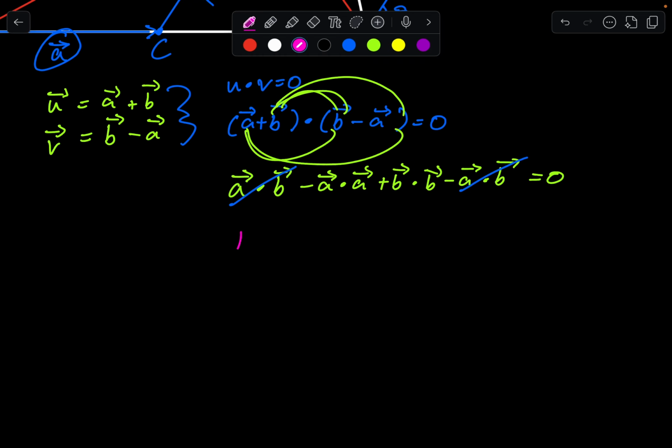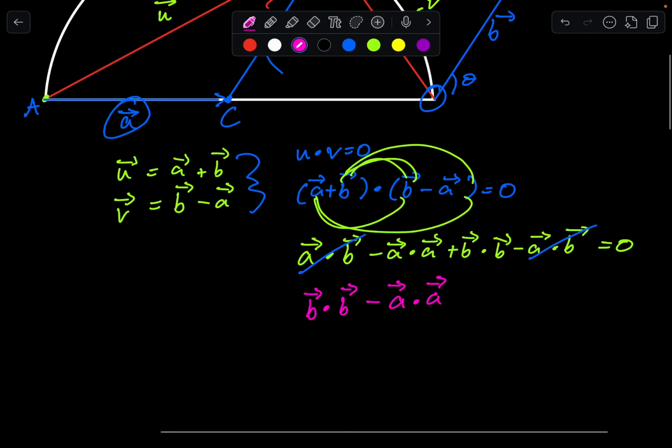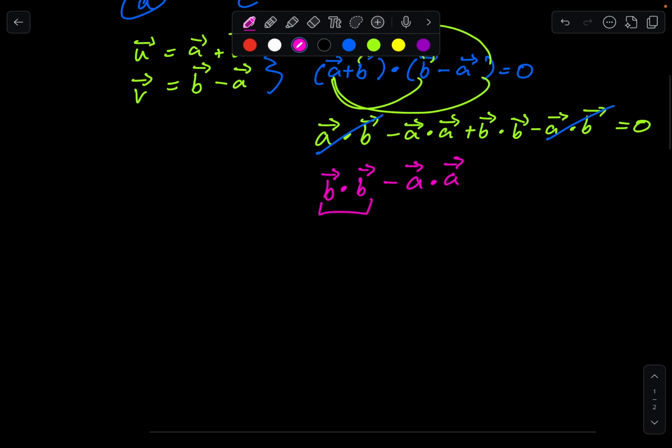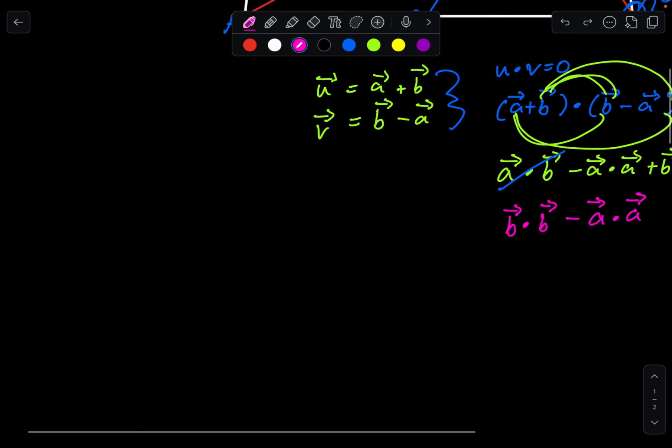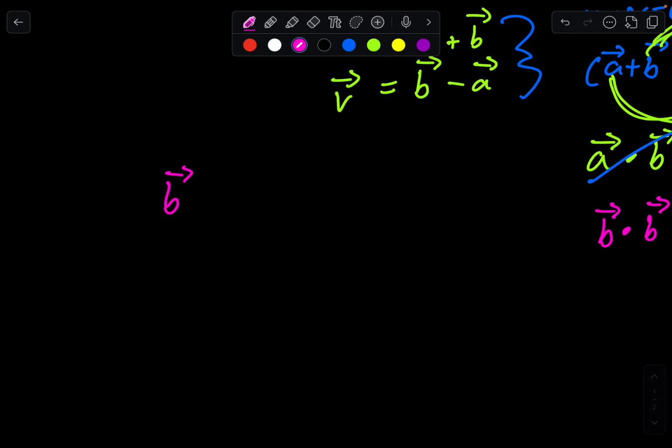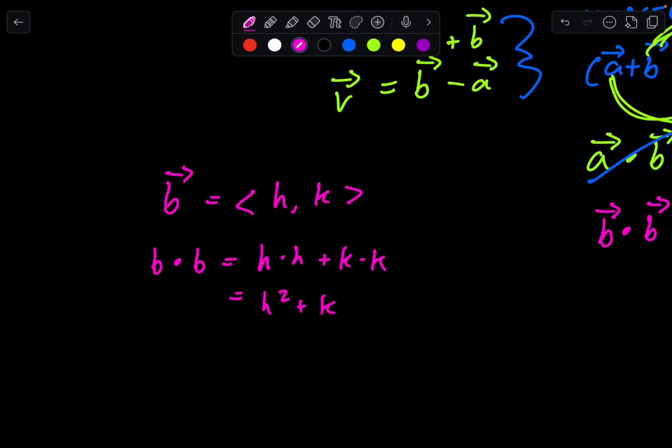We're left with b dot product b minus a dot product a. Now let's take a closer look at what this really means. What does it mean to dot product a vector by itself? Once again, let's go back to the example that I have. Let's say my vector b is equal to some arbitrary value h and k. That means b dot product b is going to equal h times h plus k times k, which is equal to h squared plus k squared.